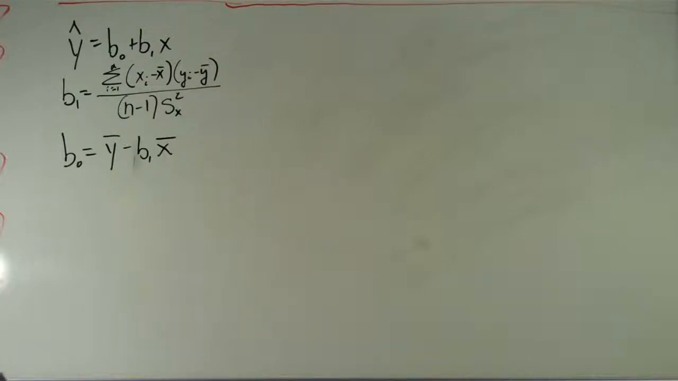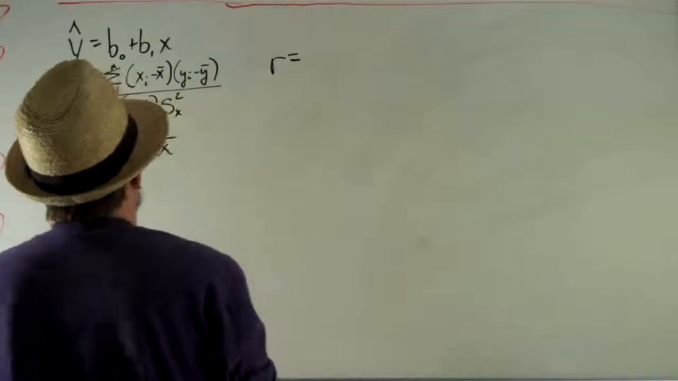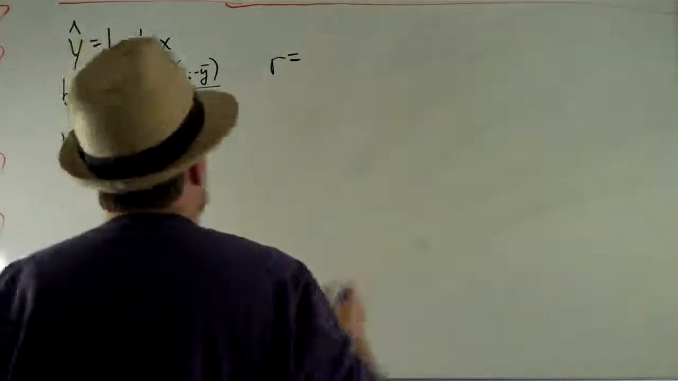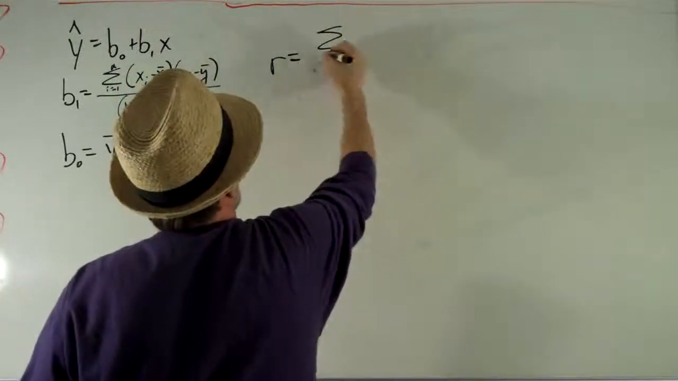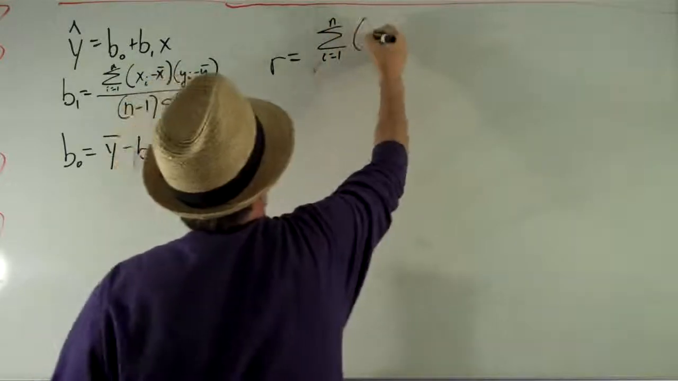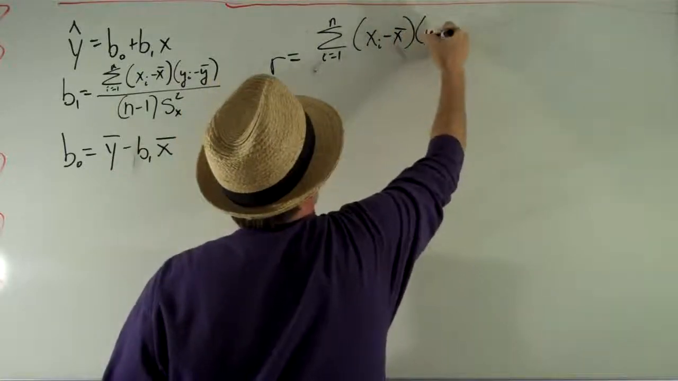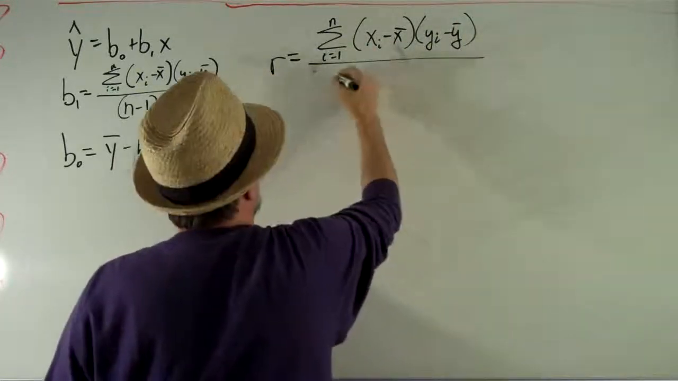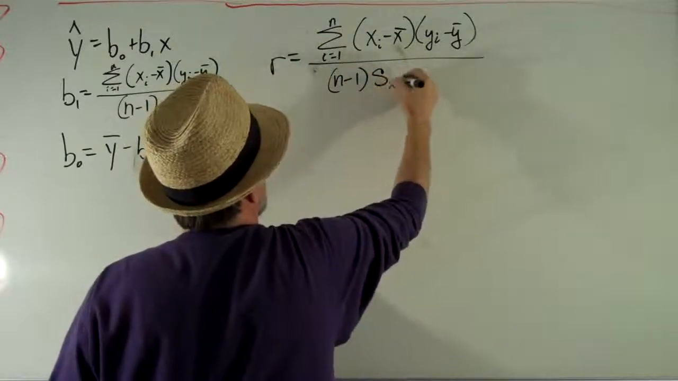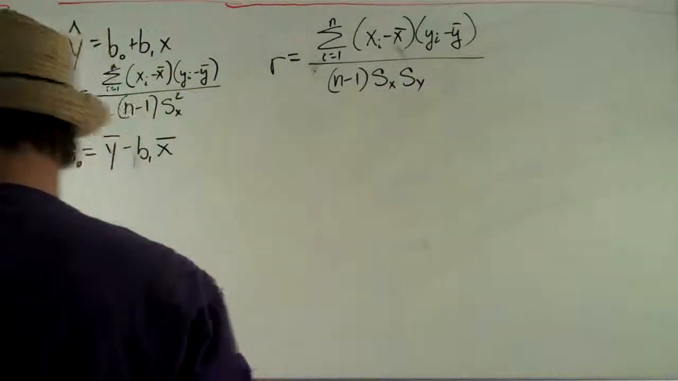Okay, so now what I want to do is define r. I'm going to call r this thing: the sum as i goes from 1 to n of (xi minus x bar) times (yi minus y bar), over (n minus 1) times the standard deviation of x times the standard deviation of y.